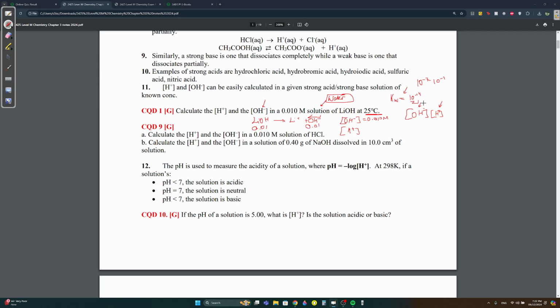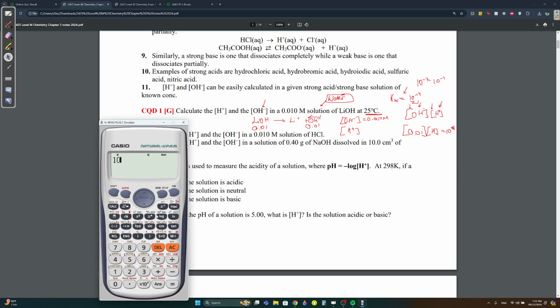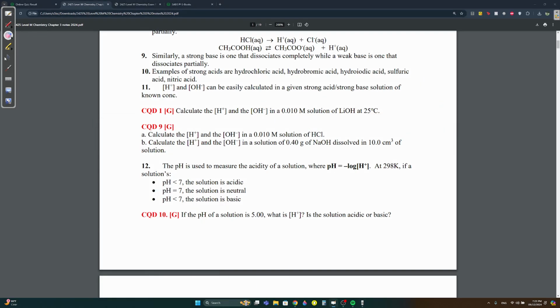So the equilibrium constant is equal to the concentration of OH times the concentration of H. In this case, my concentration of OH is 0.01 times H is equal to 10 to the minus 14. Divide 10 to the power of minus 14 by 0.01, and you get 10 to the power of minus 12. That's how you do it.